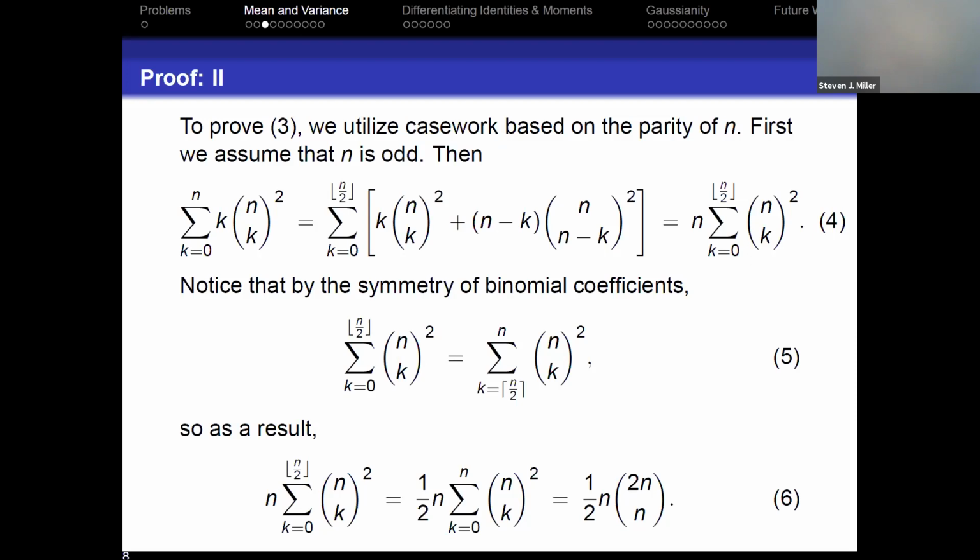So from equation 5, we now get equation 6: the sum that we want to do is just 1/2 the total sum. And this is really nice. We'd much rather have a complete sum, and the reason is we know that the sum of n choose k squared is just 2n choose n. And that proves equation 6, and that gives us the formula for the mean.